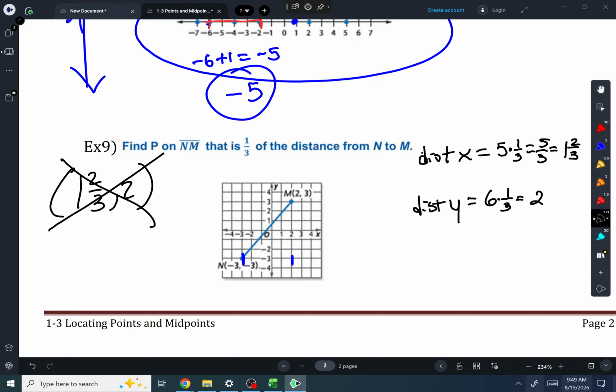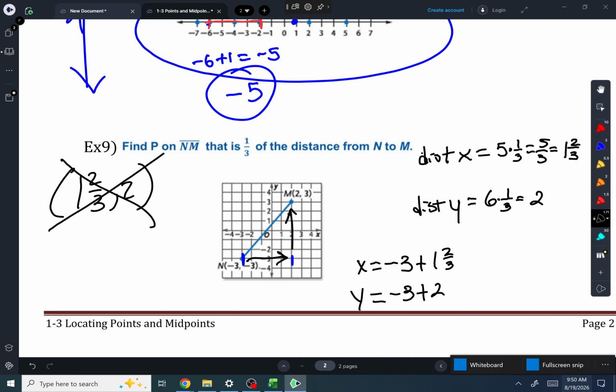So how far am I moving on the x? 1 2/3, right or left? Right. So what I'm going to do is take -3. This is for the x coordinate, right? I'm going to take -3, and what am I going to do to it? Add 1 2/3. What am I going to do with the y coordinate? I'm going to start at -3 and do what to it? I need to go up, right? To get from N towards M, I'm going this way, and then I'm going to go up, which is plus or minus? Plus. So plus 2.